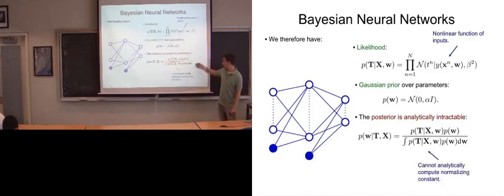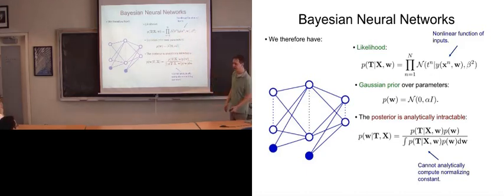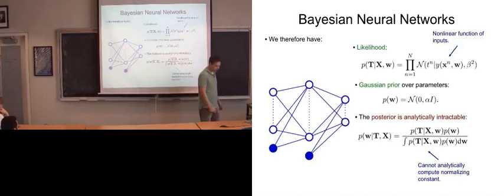It turns out that we cannot compute the normalizing constant computationally. It's computationally intractable to compute, and the reason is precisely because it's a nonlinear function of the parameters. If this was a Gaussian and a linear function of W, just like in the linear regression model, then we could do everything in closed form. Because we have nonlinearities here, we cannot do it in closed form.